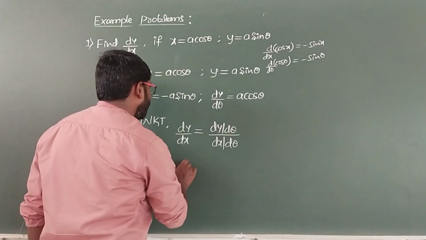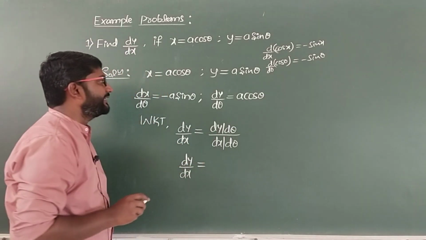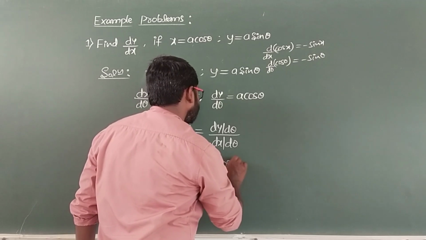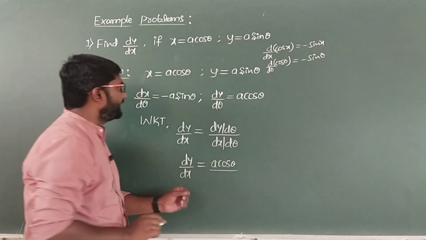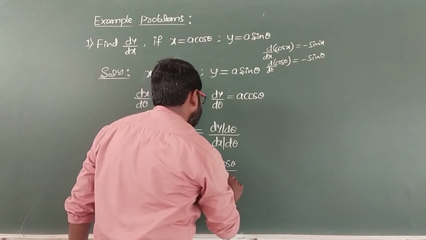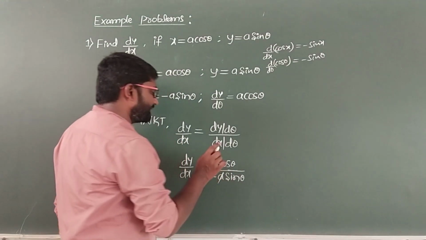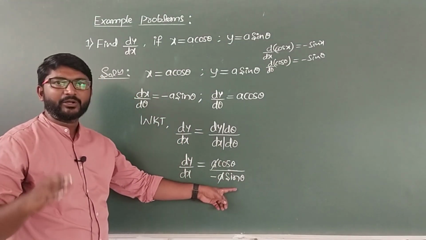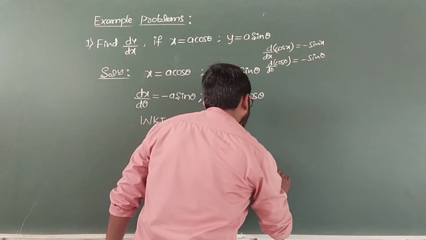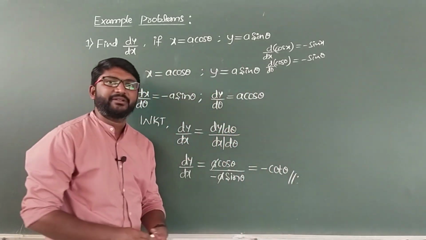Substitute in this now, dy by dx is equal to dy by d theta, which is a cos theta, divided by dx by d theta, which is minus a sin theta. So now a and a cancel, cos theta by sin theta is cot theta, and we have the minus sign. Overall the answer is minus cot theta. So this is all about the first example.